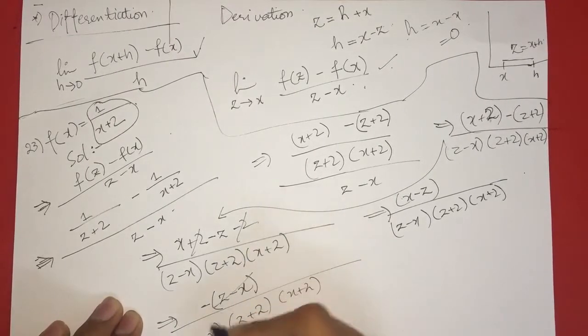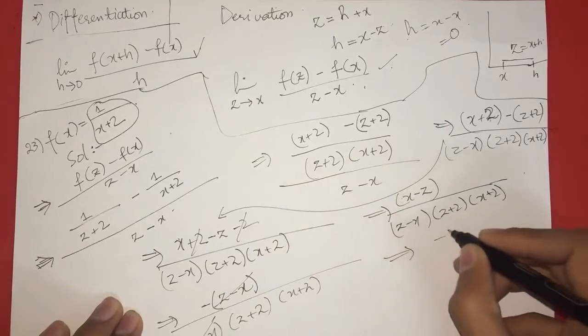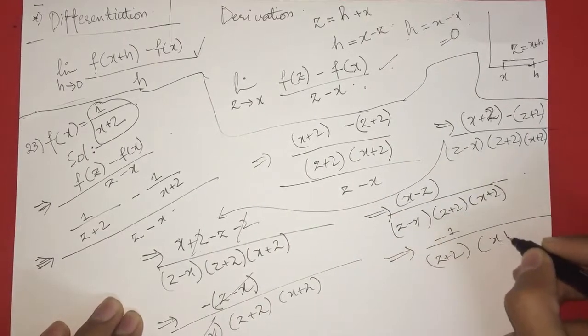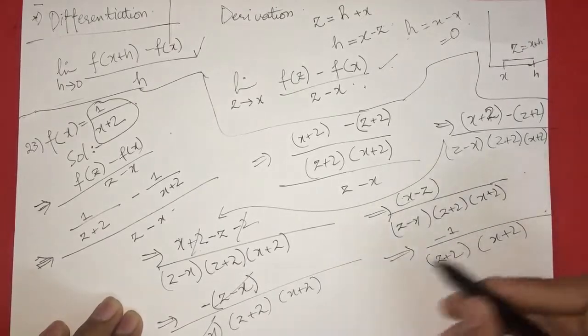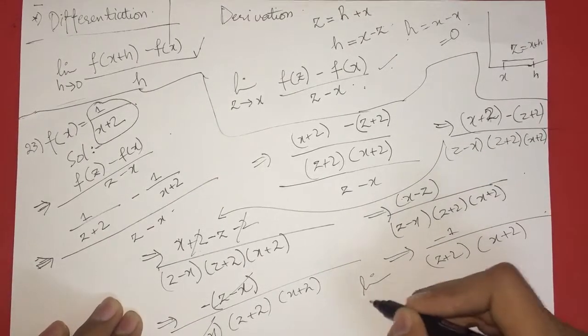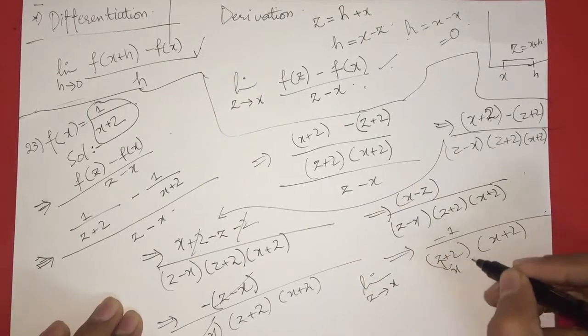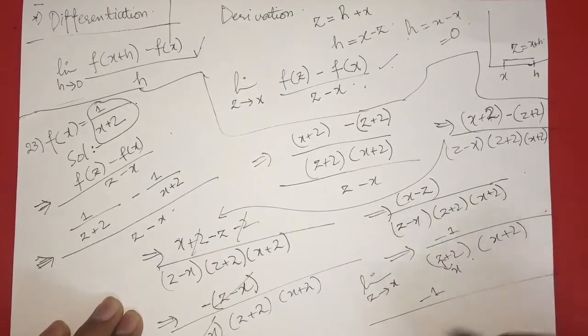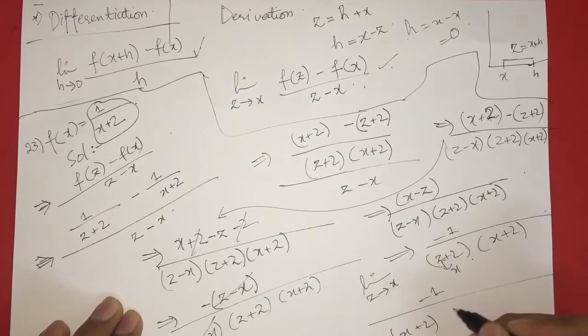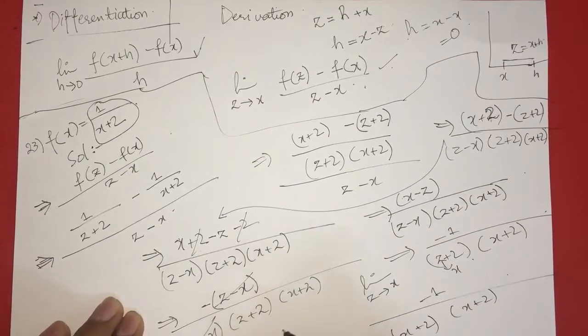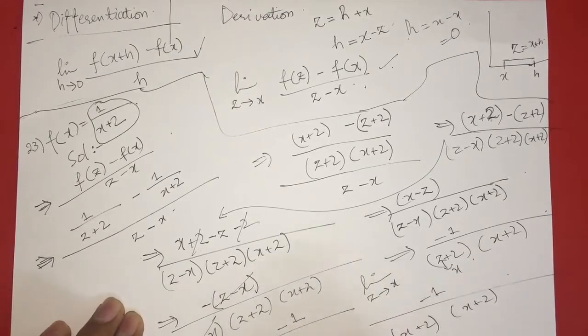So these two terms cancel out. We get minus 1 divided by z plus 2 and x plus 2. And here we stated earlier that the limit is z approaches x. So when it happens here, this becomes x. So we get minus 1 divided by x plus 2 into x plus 2, and what we get is our derivative, that is minus 1 divided by x plus 2 whole square.